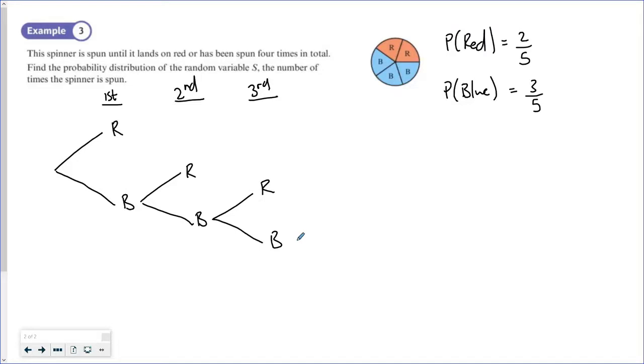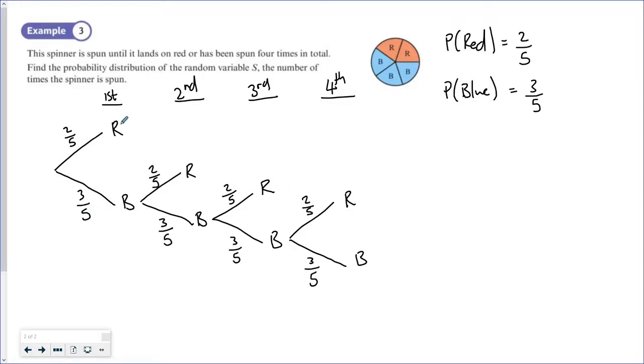And then finally, if I get red on the third spin, then I'm going to stop. And if I get blue on the third spin, then I'm going to have one last go at trying to get red. So red or blue. Now, because this is the fourth spin, I'm going to stop because it says we stop if it's been spun 4 times in total. So let's write down the probabilities on these branches. They're independent probabilities, so they don't change.